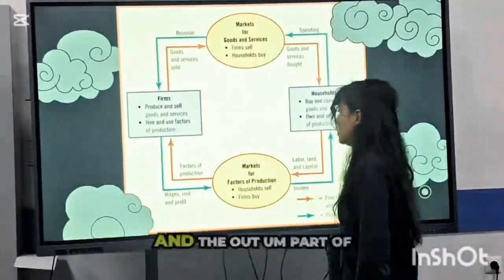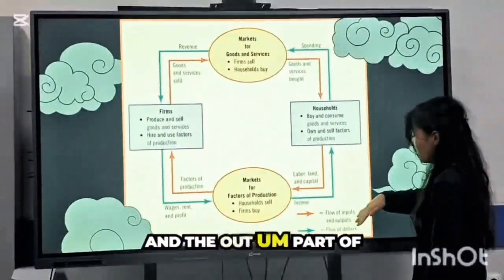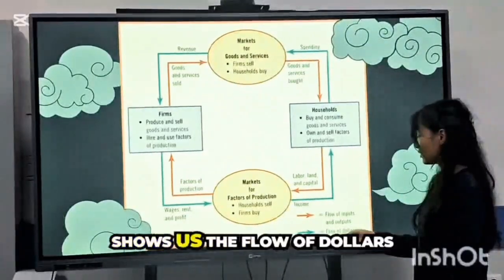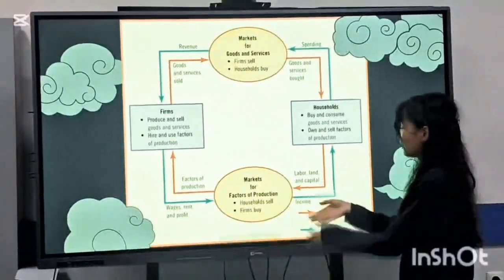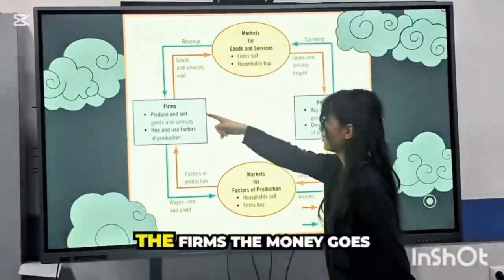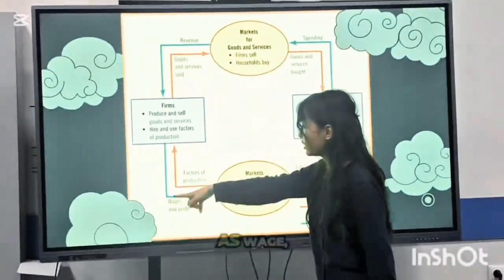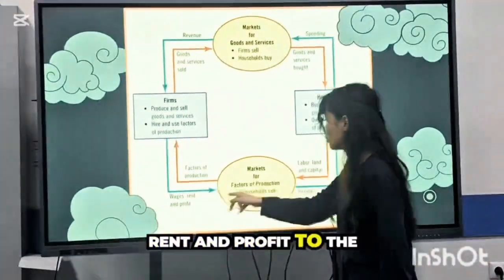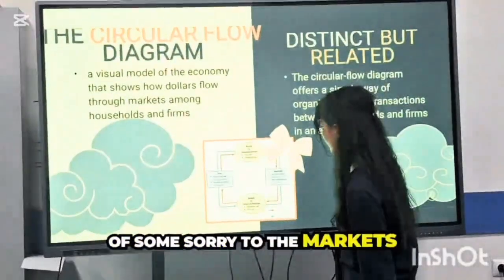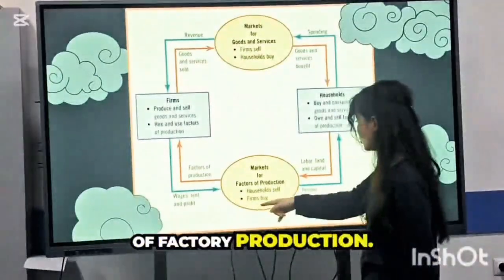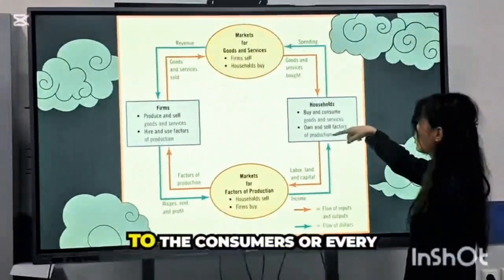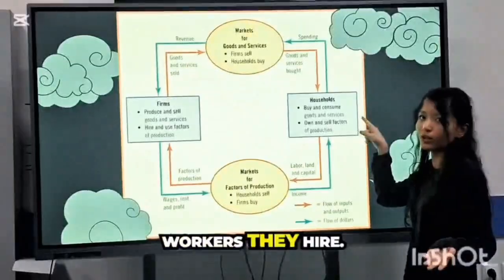The inner flow goes like that. And the outer part of this diagram shows us the flow of dollars, how money goes. If you start again from the firms, the money goes as wage, rent, and profit to the markets for factors of production, and then as income it goes to the households, the consumers or every worker they hire.